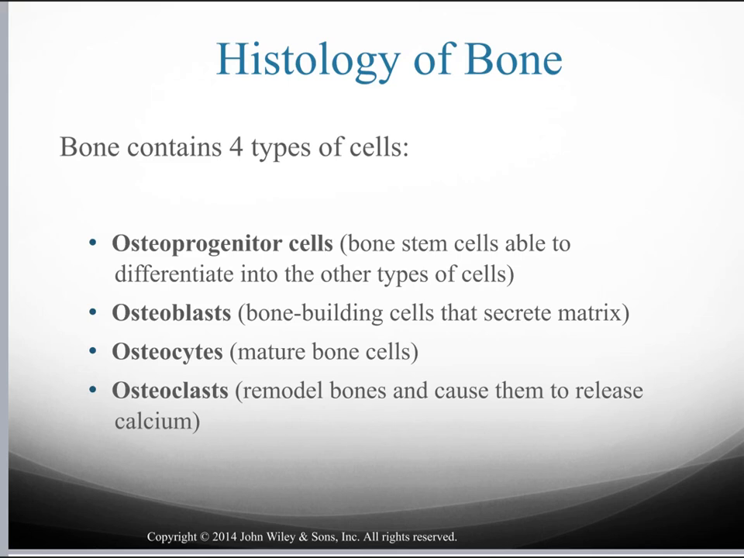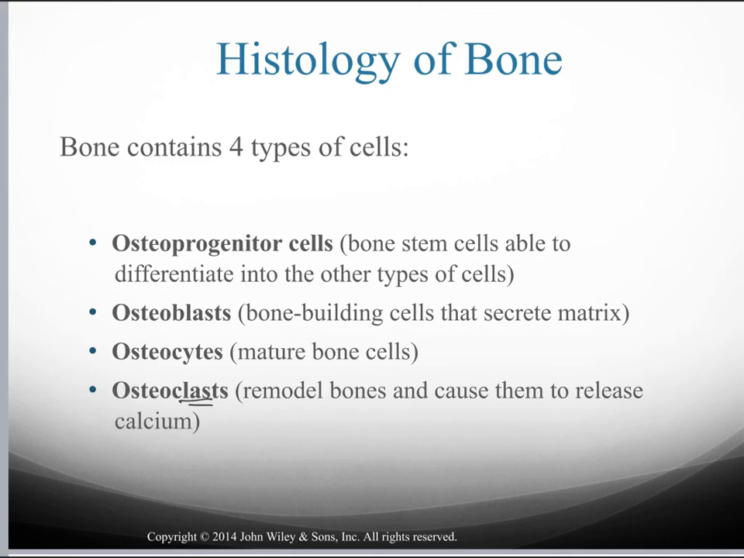Now our osteoblasts, if you think about osteo meaning bone, blast meaning building, are our bone building cells that are going to secrete the collagen matrix that's going to help build this bone. Now, osteocytes are going to be our mature bone cells that are going to help maintain that matrix once the bone has been laid down and ossified. The next is our osteoclasts. So osteo meaning bone, clast meaning destruction.